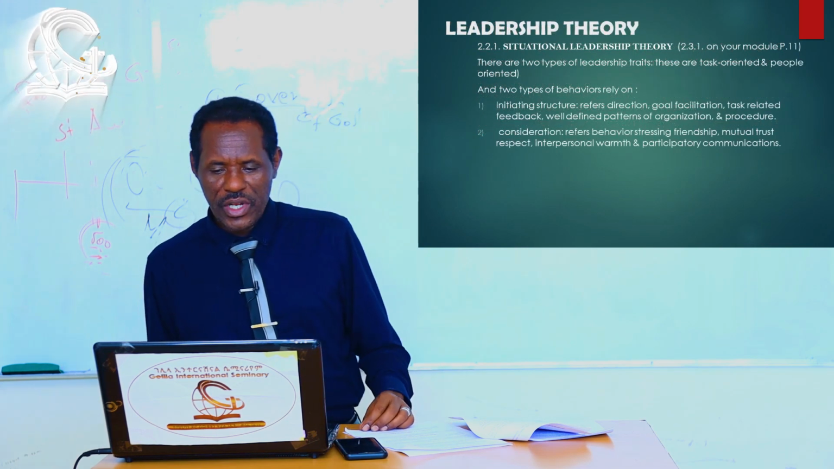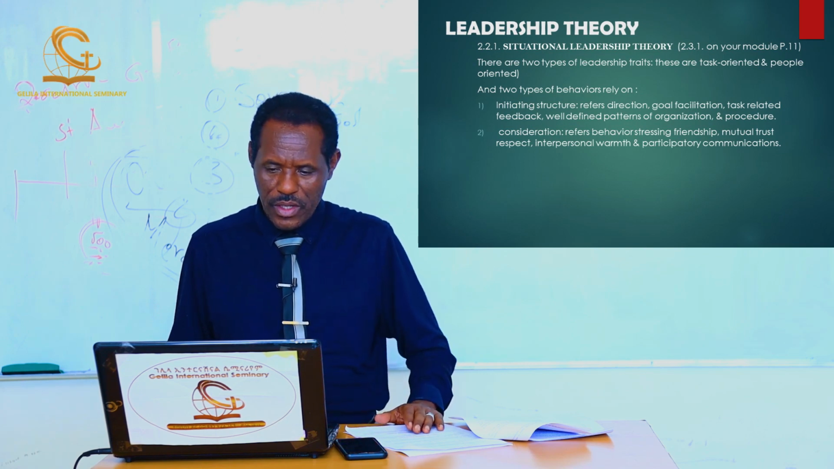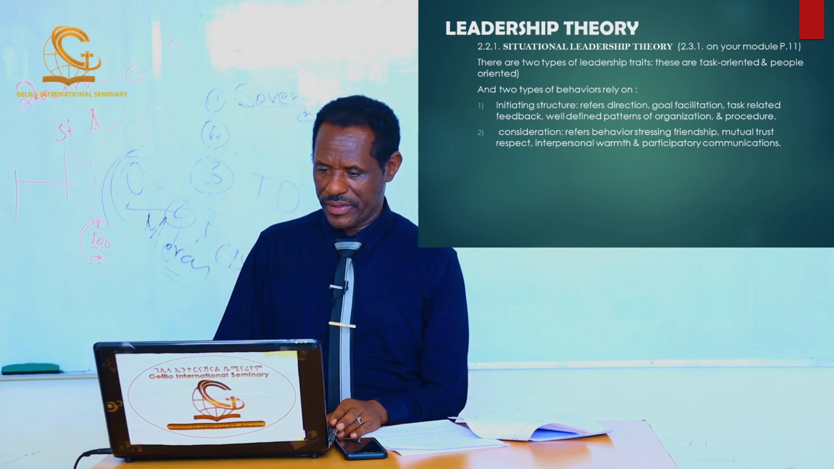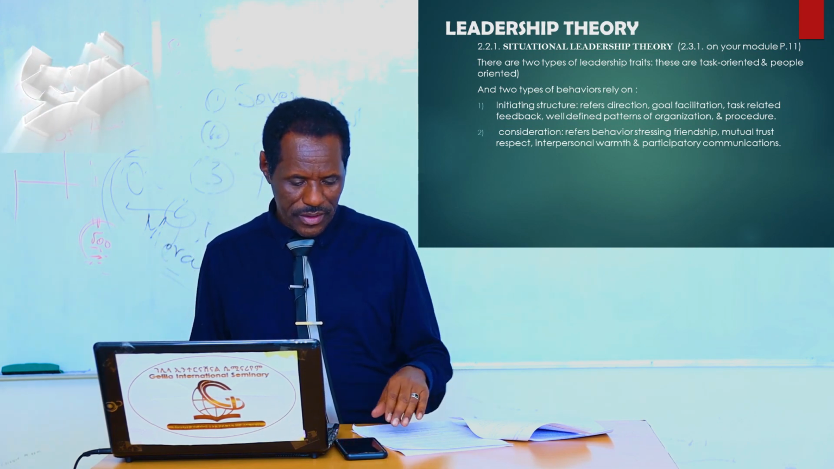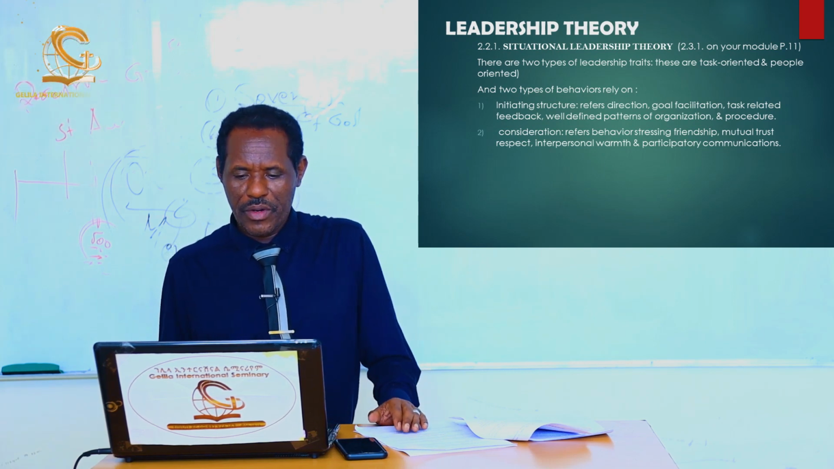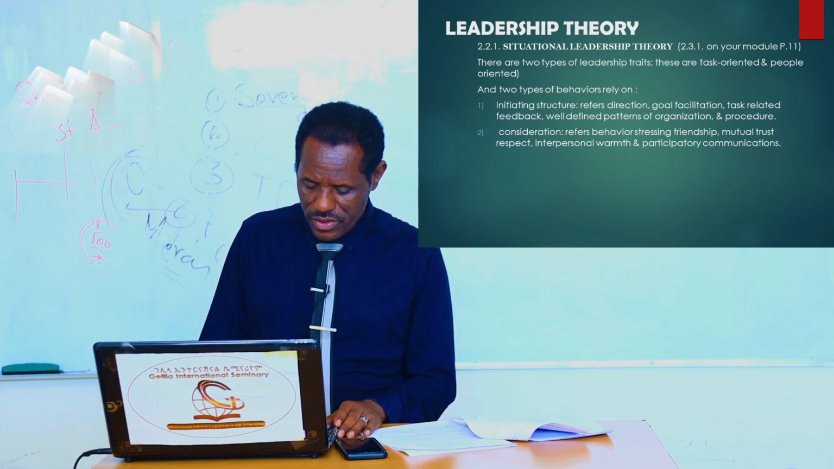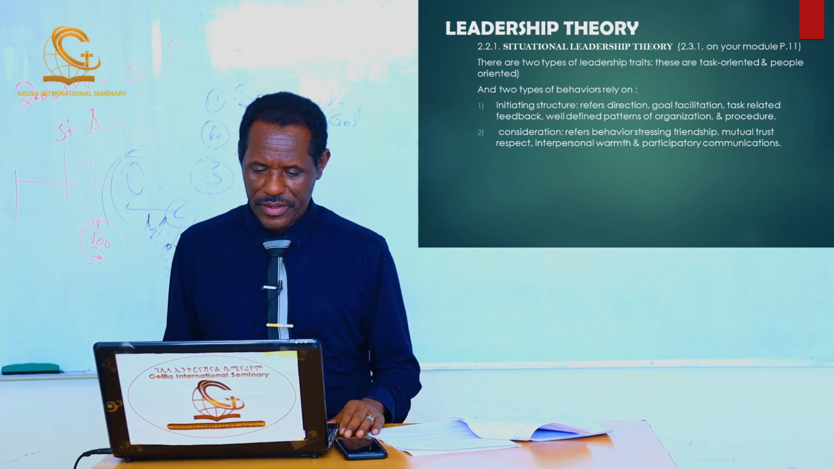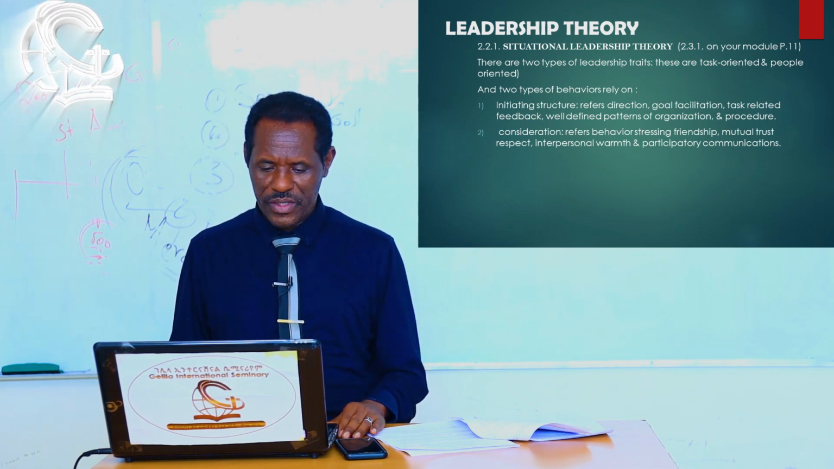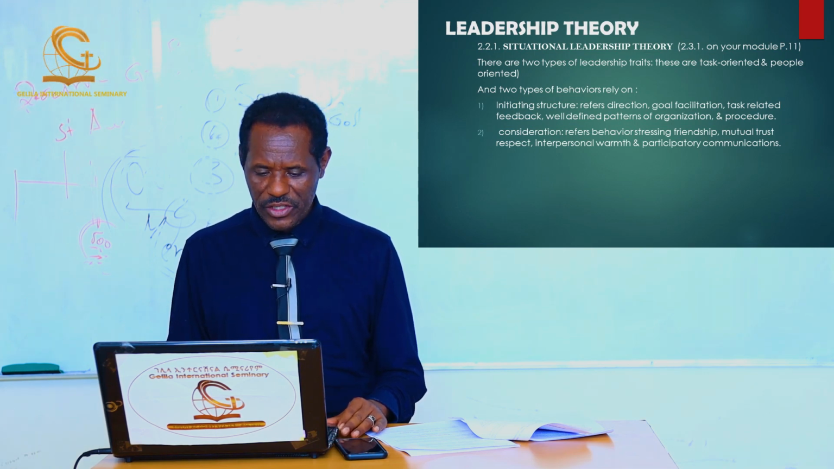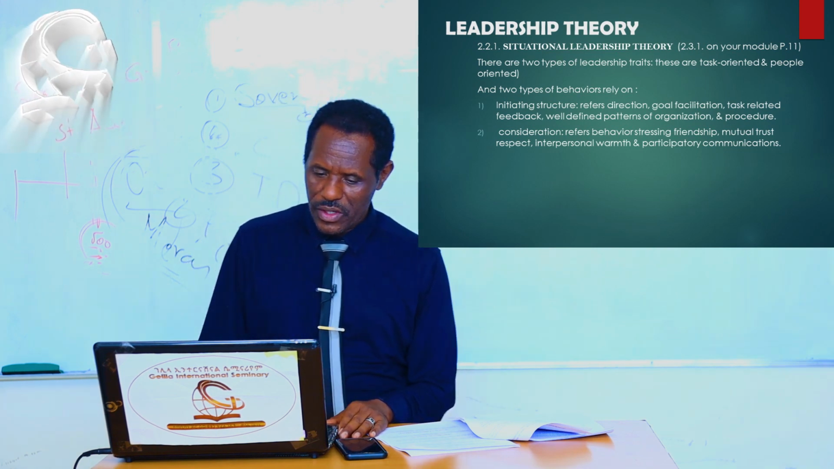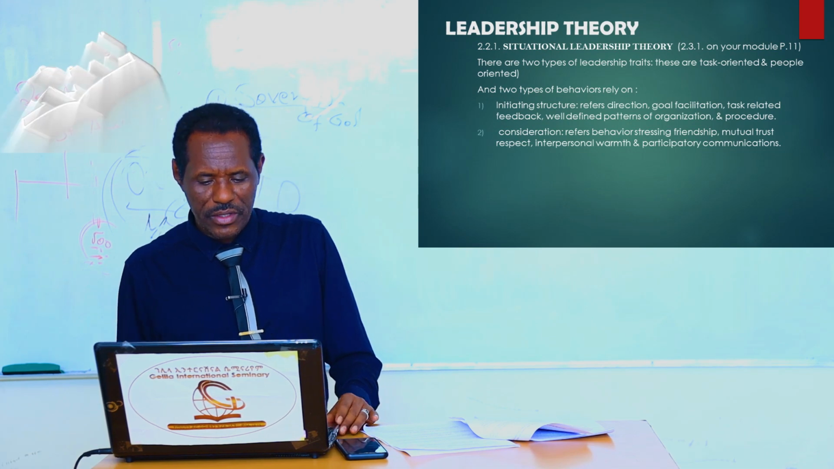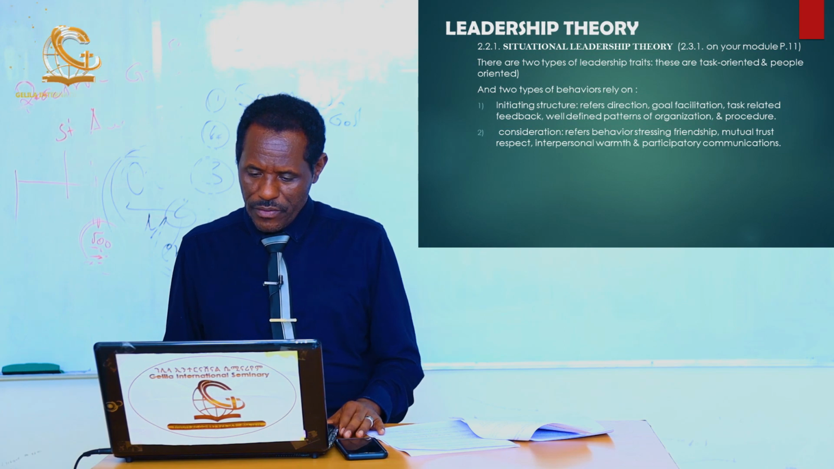The other one is the situational leadership theory on page 11 of your module. There are two types of leadership traits: task-oriented and people-oriented. Task-oriented, as the term states, focus on their tasks, and people-oriented focus on people. And two types of behaviors rely on this. The first one, initiating structure, refers to direction, goal facilitation, task-related feedback, well-defined patterns of organization, and procedure. So they have to initiate these, and they have to focus on the procedure.